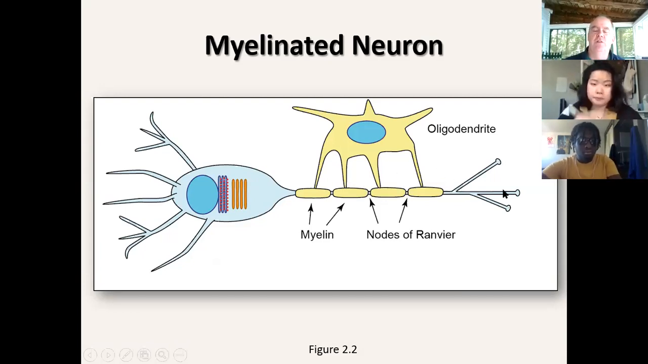here and takes off. So basically, this is going to dramatically increase the velocity of transmittance, how fast the action potential moves down the axon. Okay, it's going to affect that.